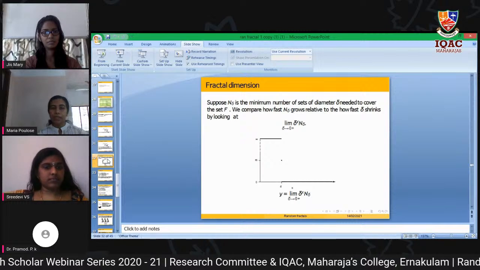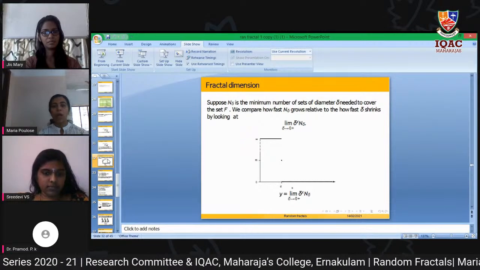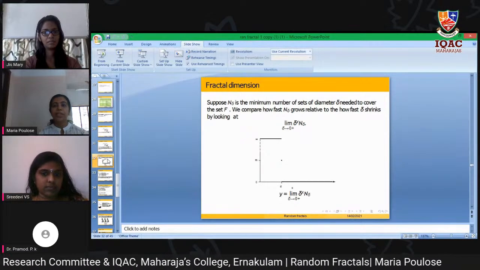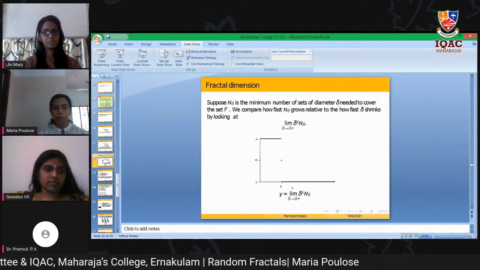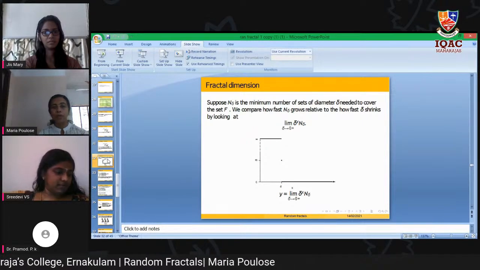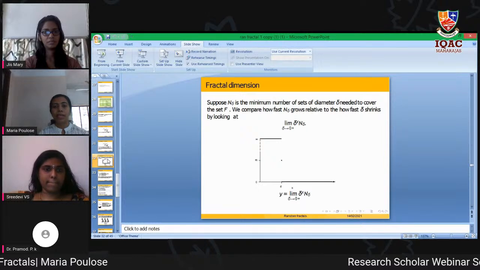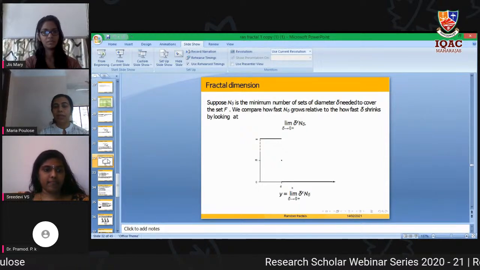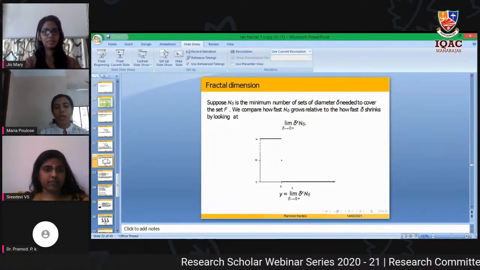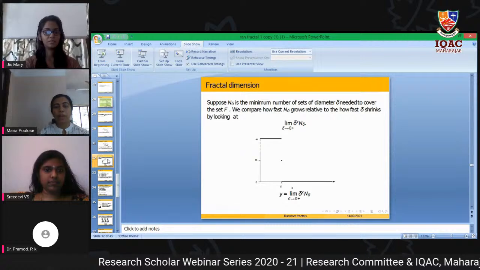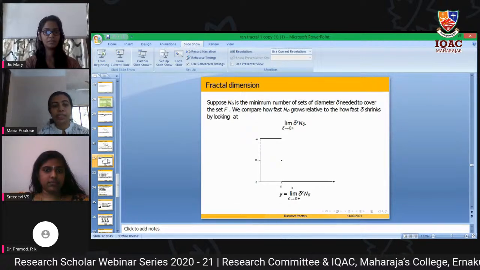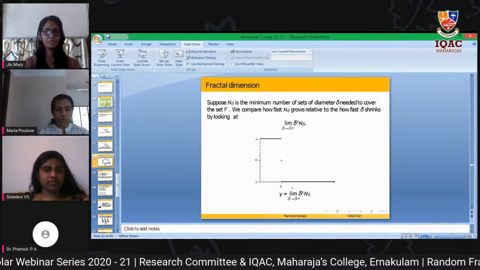Suppose N delta is the minimum number of sets of diameter delta needed to cover the set F. We compare how fast N delta grows to how fast delta shrinks by looking at the graph. It shows the shrinking and how fast N delta grows. You can see from this graph.